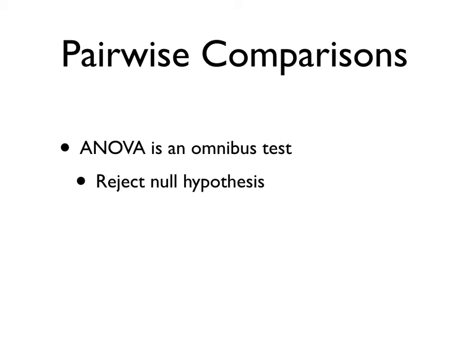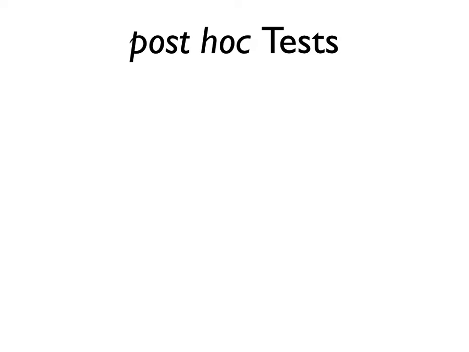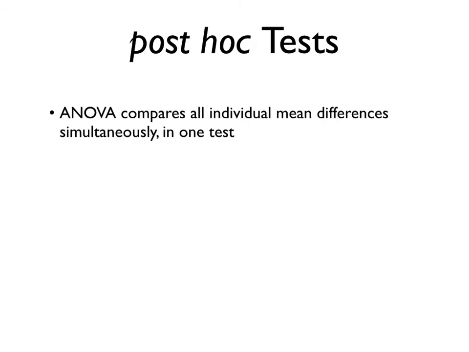When we reject the null hypothesis, we're saying that the population means are not all the same. But we don't know where that difference is. Our omnibus ANOVA tells us that somewhere between all those means there is a difference, but it doesn't tell us specifically where. And that's where post hoc tests come in. ANOVA compares all the mean differences simultaneously in one test, and that's why it's an omnibus test.